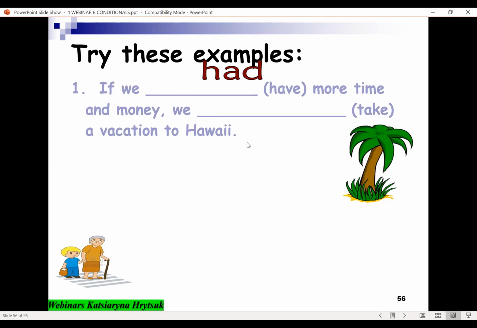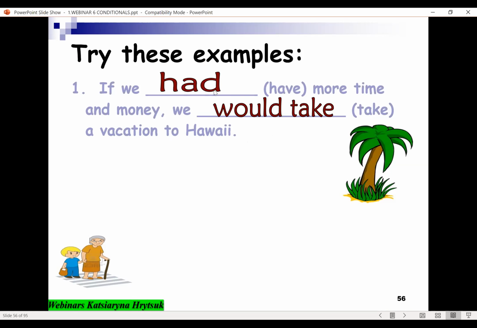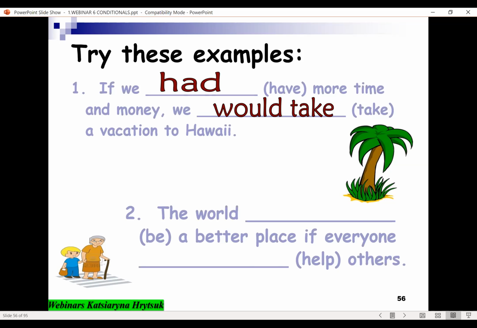Yes. So if we had more time, we would take. Future possibilities. You imagine this, okay? So after if, past simple, have, we change to had. Main clause, would, and verb. Just write one example and you follow this example rules.